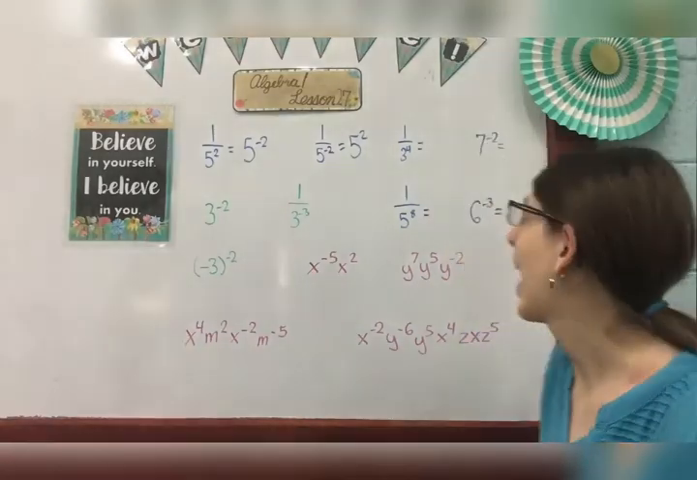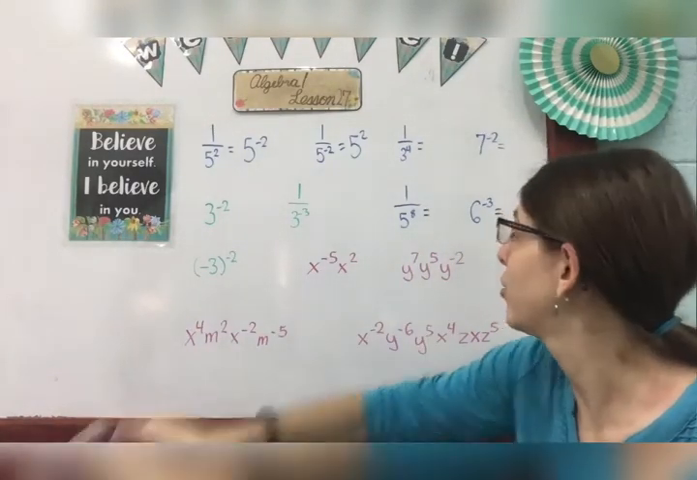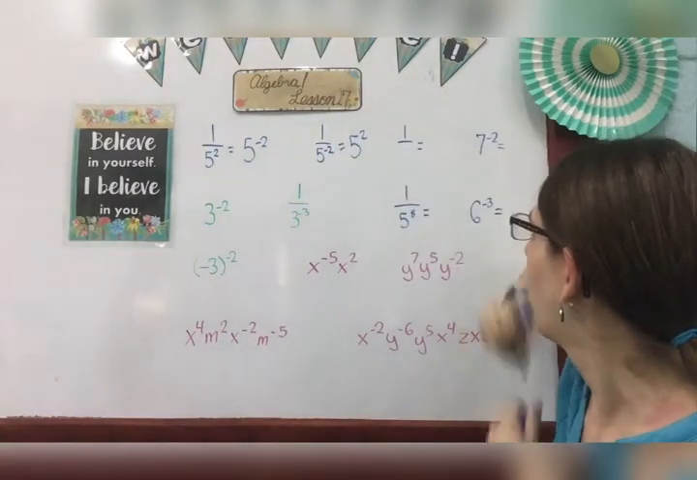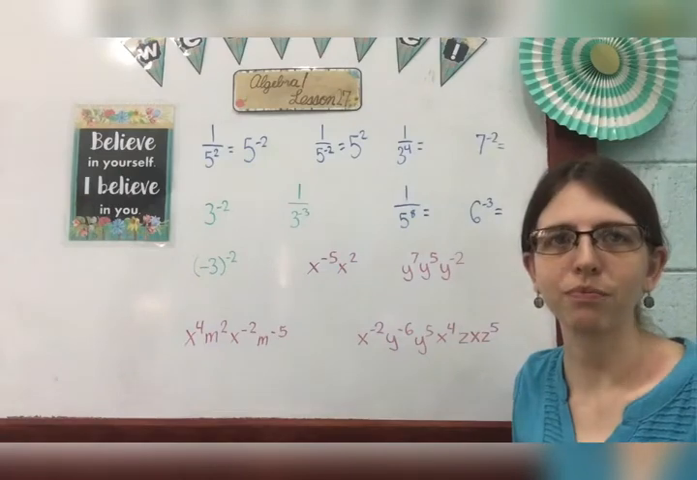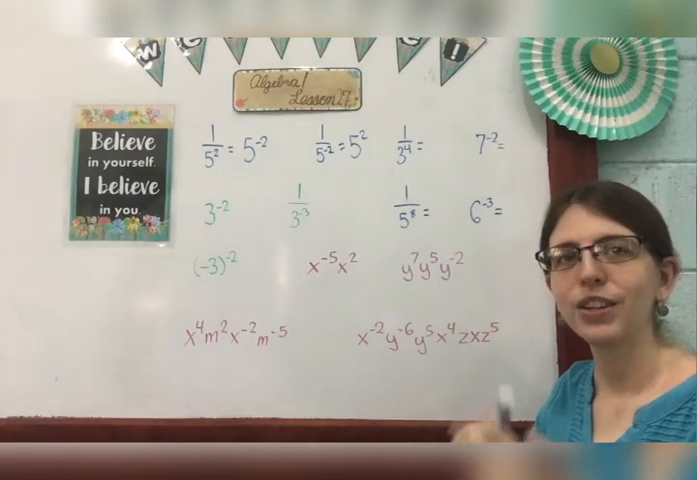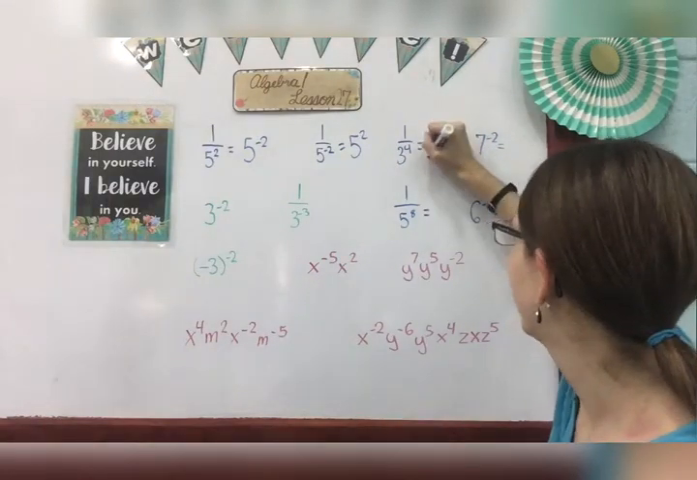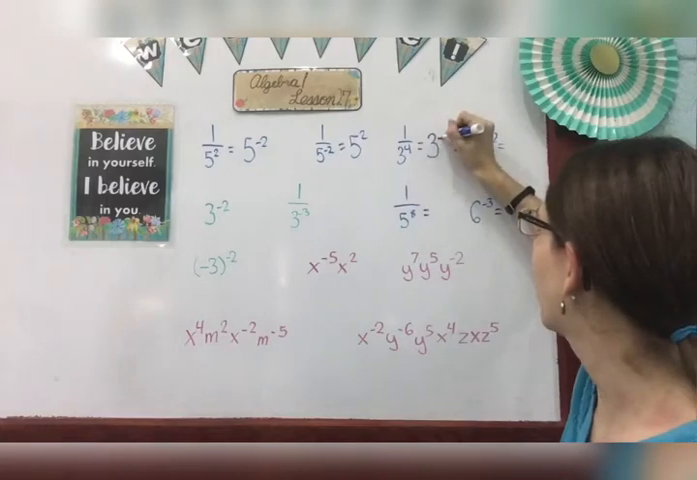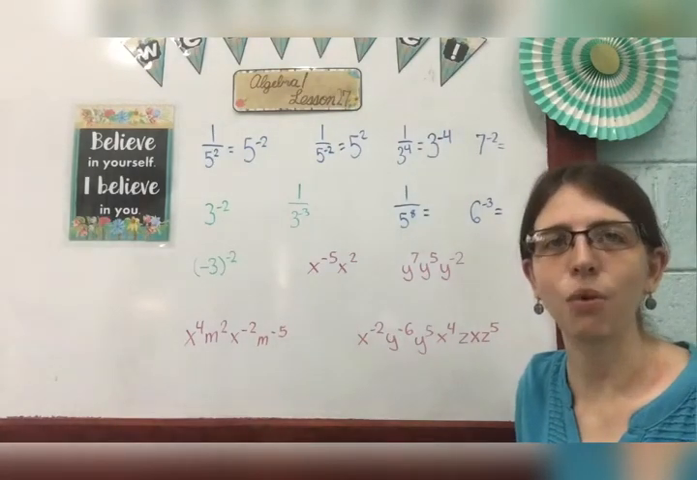First of all, I have, it's kind of hard to see, it got a little smashed together, I didn't mean to do that. 1 over 3 to the 4th power. So to find the reciprocal, I put 3 in the numerator and change the sign of the 4 from positive to negative. So that would be 3 to the negative 4.